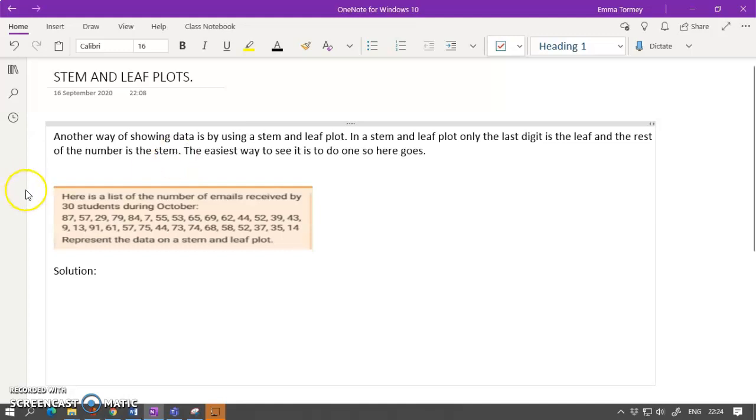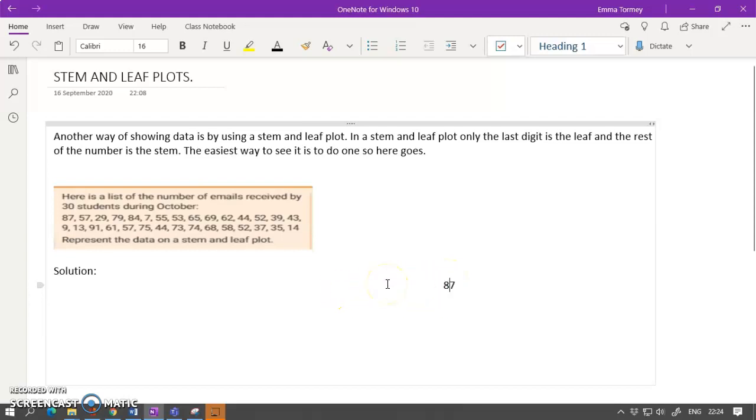So let's look at one. Here is a list of the number of emails received by 30 students during October. And there's all the numbers. Represent this data on a stem and leaf plot. The first thing I'm going to do is roughly order it. So if I put here 87, that's 1.